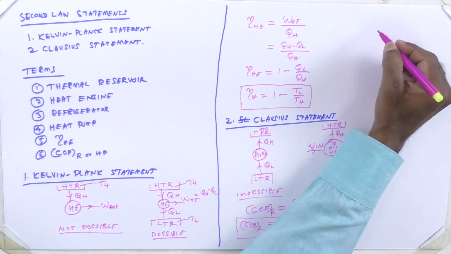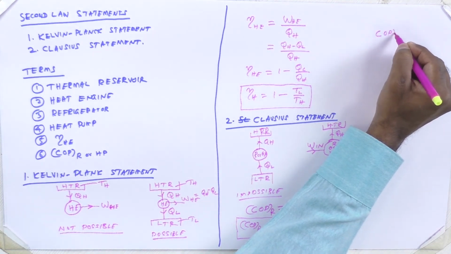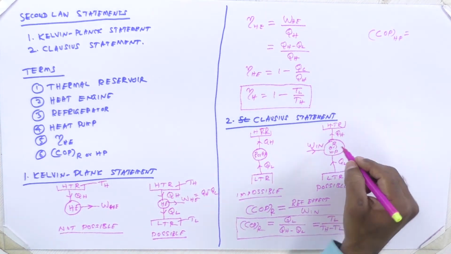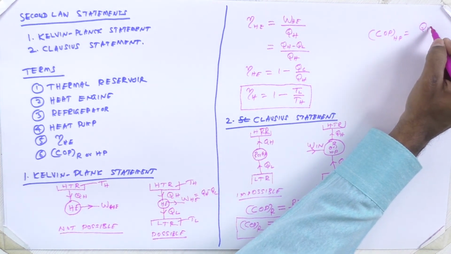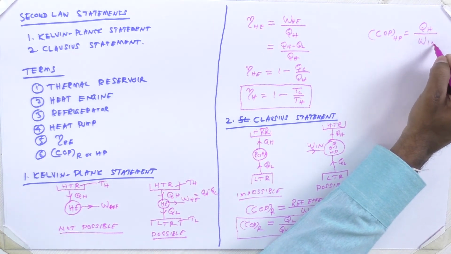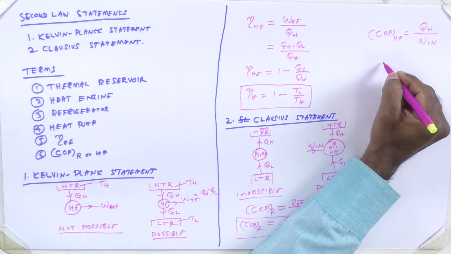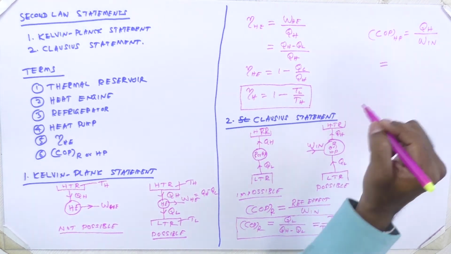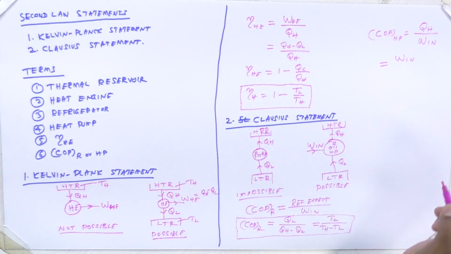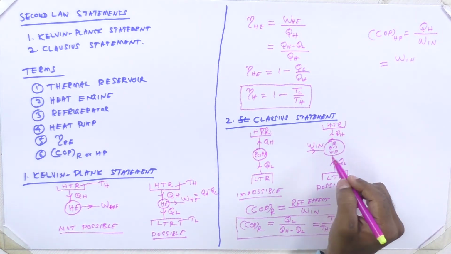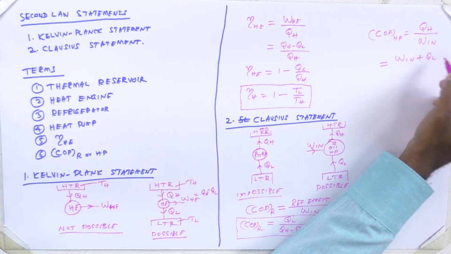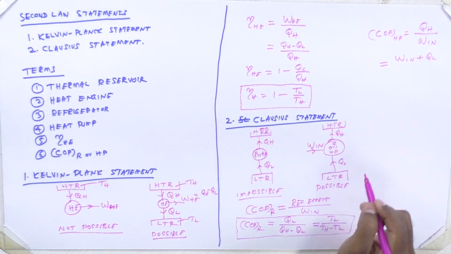Now let us go to the COP of the heat pump. COP of the heat pump is given as the output for the heat pump, which is how much heat is supplied to the body, that is QH is the output, and the input is given as WN, how much work input we are giving to the heat pump. So here QH is given as WN plus QL.